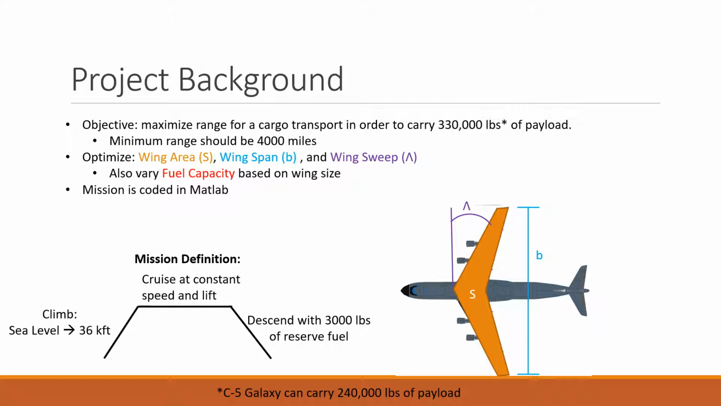I want to optimize wing area, wingspan, and wing sweep, which are basic wing parameters. I also want to vary fuel capacity based off the wing size. I coded my mission in MATLAB, and it does a standard climb, cruise, and descent with reserve fuel.